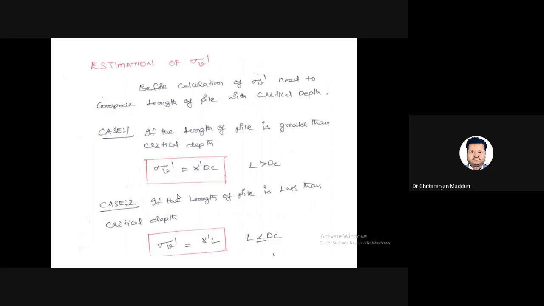This is the criterion that we should check while solving the problem. Please remember, if the length of the pile is greater than critical depth, sigma v dash equals gamma dash into Dc. If the length of the pile is less than or equal to critical depth, sigma v dash equals gamma dash into L.